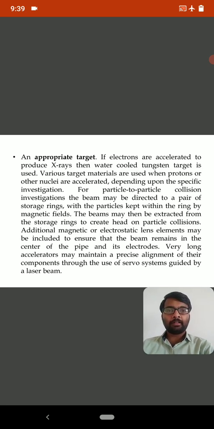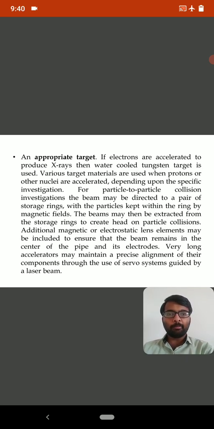For example, a tungsten target which is water cooled. So a water cooled tungsten target is used to generate the X-rays from the electrons. When the electrons are incident on that tungsten target, because of the interaction between those electrons and the electrons of the tungsten target, there will be ejection of certain X-rays, which we can call the X-ray fluorescence phenomenon. Those X-rays can be used for different types of experiments. So if electrons are accelerated to produce X-rays, then a water cooled tungsten target is used.